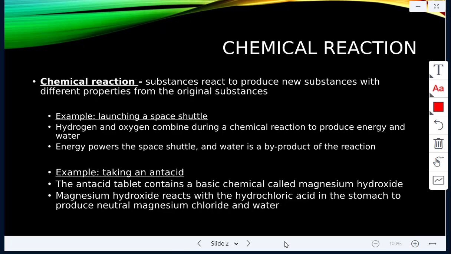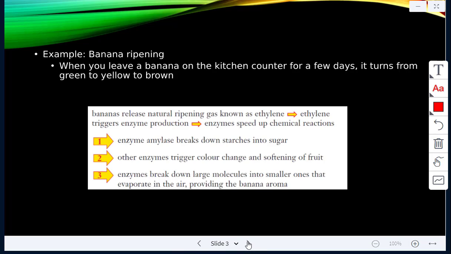Another example of a chemical reaction is just taking an antacid tablet. Basically, an antacid tablet will contain something basic inside of it, like magnesium hydroxide, and that magnesium hydroxide will react with the hydrochloric acid in your stomach to neutralize the acid. The products here will be neutral: magnesium chloride, which is a salt, and water. So that's another chemical reaction example.